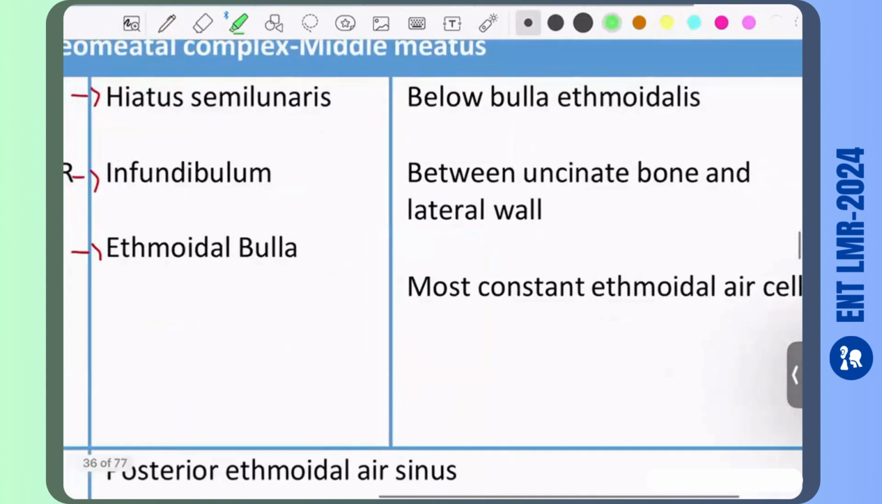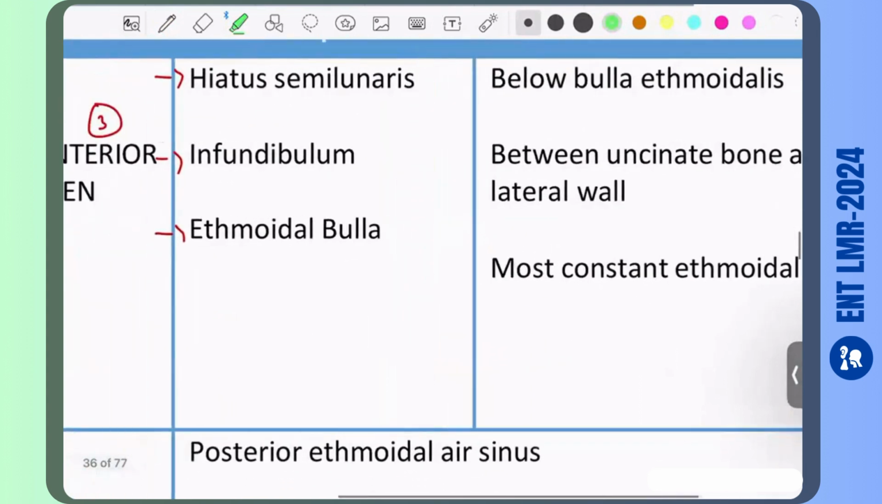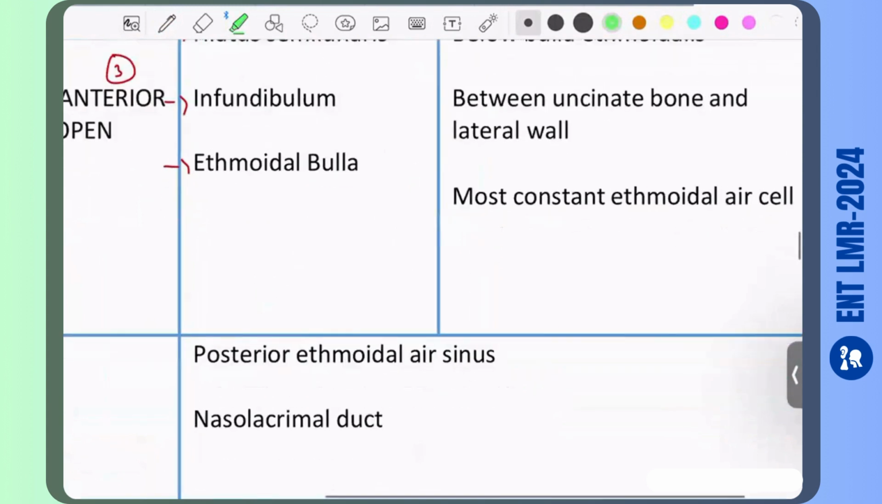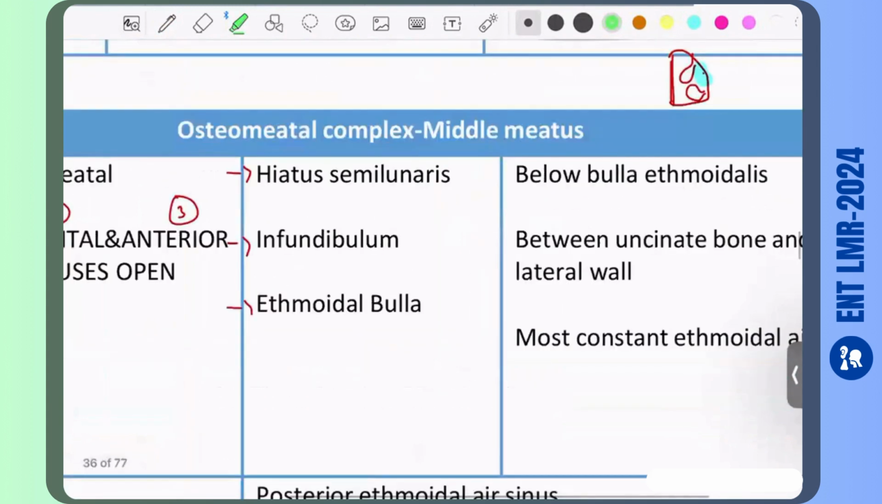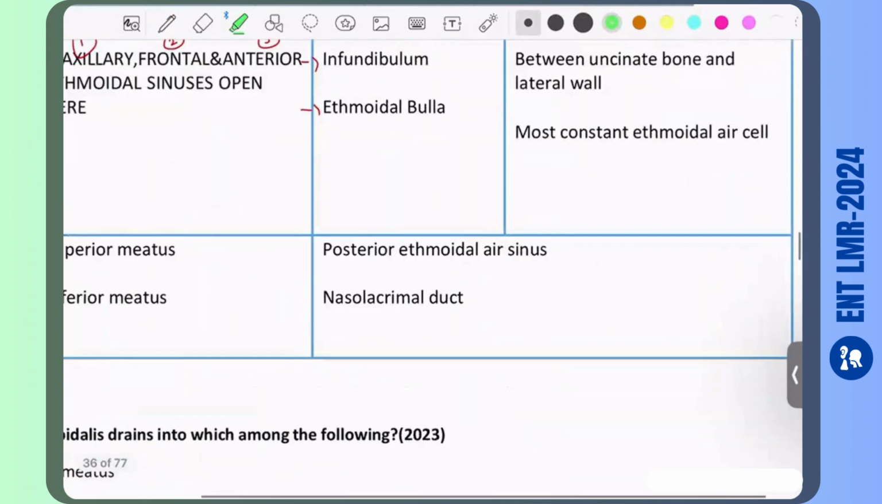Ethmoidal bulla, or bulla ethmoidalis, is the most constant ethmoidal air cell. Bulla ethmoidalis and ethmoidal bulla are the same. So below the ethmoidal bulla, hiatus semilunaris. Between the uncinate and lateral wall, infundibulum. Most constant air cell, ethmoidal bulla.